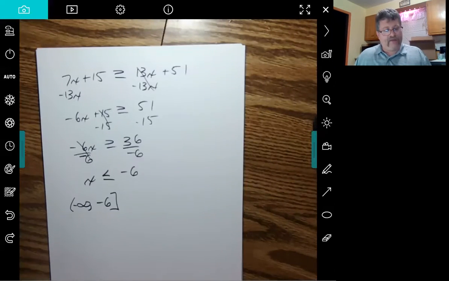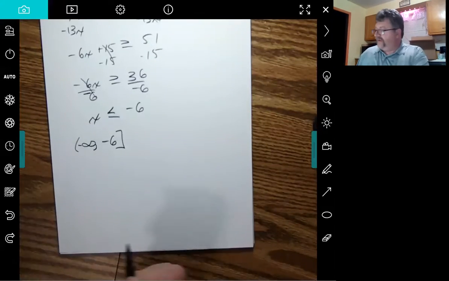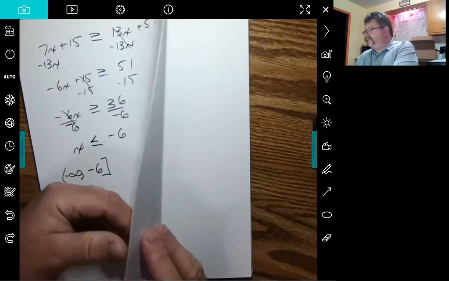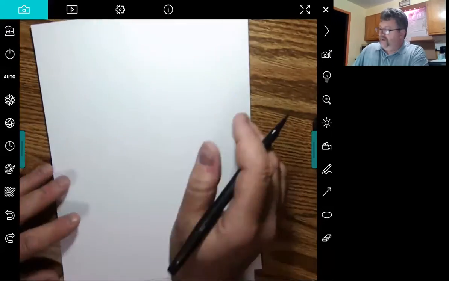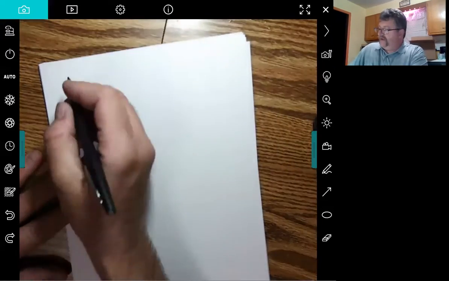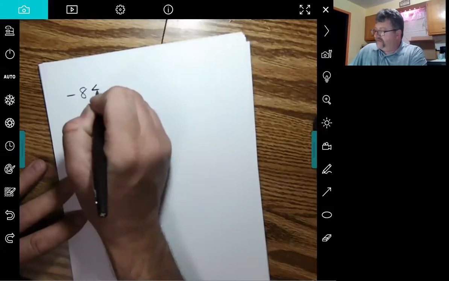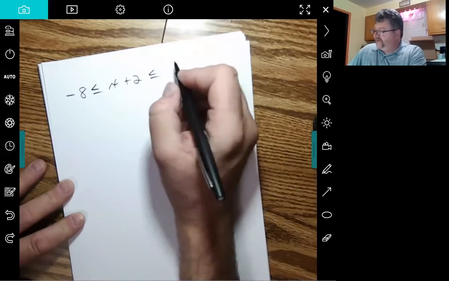Okay. Inequalities. That's really it to inequalities. Sometimes you might get a compound inequality. You might get something like this. Again, let me get a fresh piece of paper. What if we have, what do we have? -8 is less than or equal to x plus 2 is less than or equal to 10.